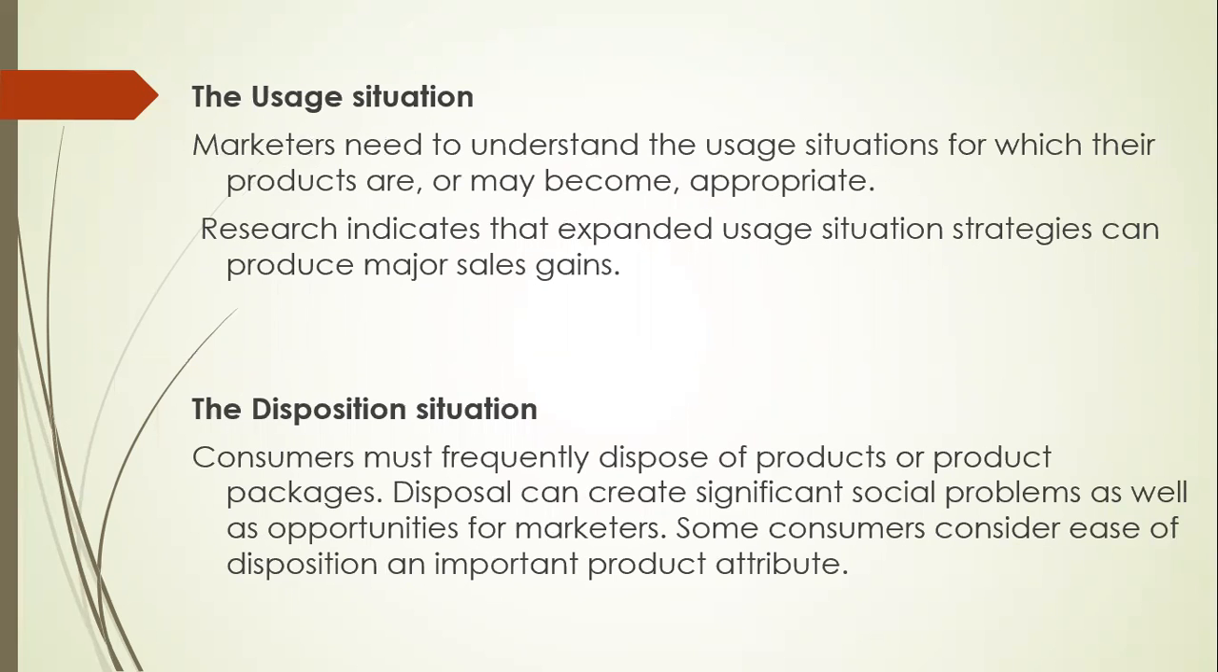Now, moving further is the usage situation. This is another important situational factor. As a simple example, Zandu Balm can be used for your migraine, for your headache, and for a cold also. So different usages can be communicated to the consumer. Marketers need to understand the usage situations for which their products are or may become appropriate.